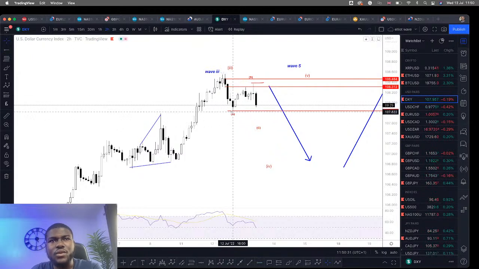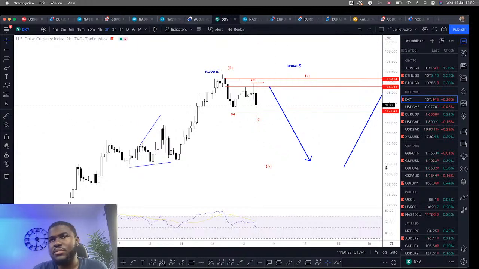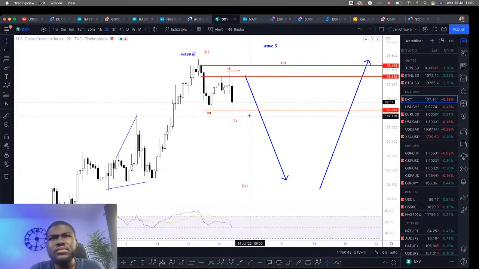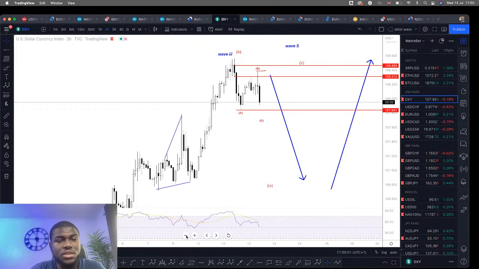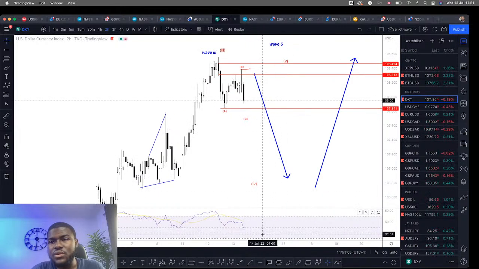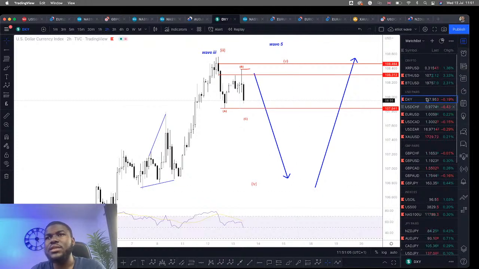So if it has terminated here and this is the end of wave B, wave C should be around here. So let's see how it's going to be before there's an opportunity to go long, and at the same time it may break below all those levels and continue to fall as low as possible, because if you check the RSI right here, you're going to see that there is more room to the downside. The market has not even gotten to the 40 or 30 price level for the DXY yet.